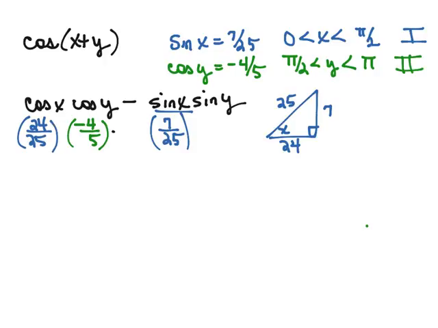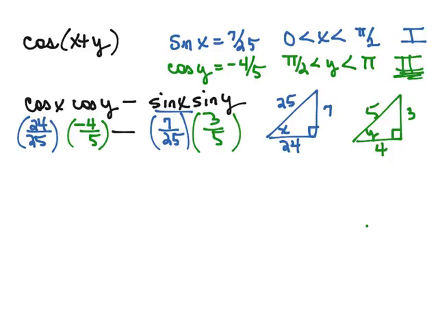And then to find our sine of y, let's look at our y triangle. What we know about y is that the cosine is -4/5. I'm going to ignore the negative for a moment just to find the lengths of the sides of the triangle. Cosine is adjacent over hypotenuse. And so using the Pythagorean theorem, the opposite side would turn out to be 3. And so finding the sine of y would be opposite over hypotenuse, which is 3/5. And in the second quadrant, sine is positive, so it's not going to be negative. Cosine is negative in the second quadrant, but sine isn't.